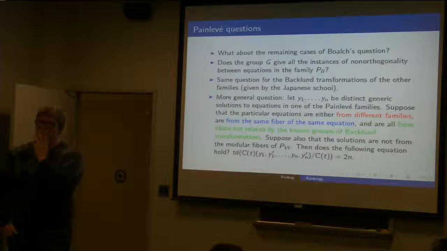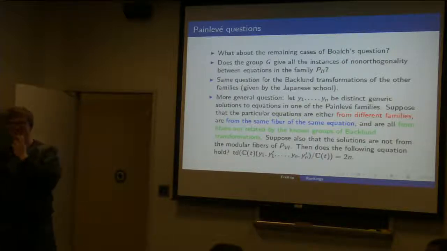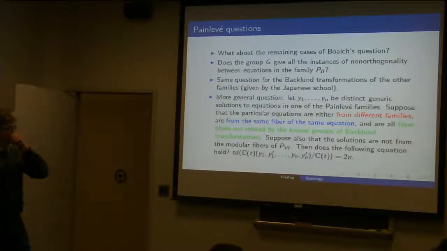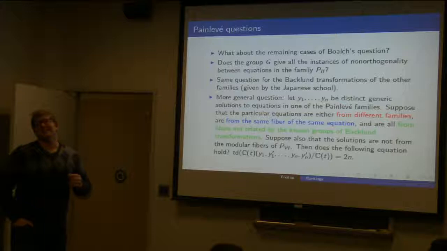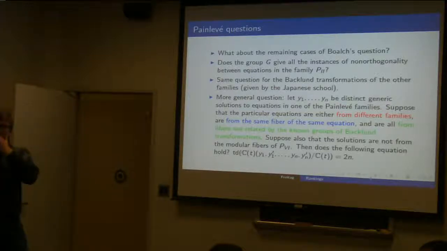Then, the question: does the following transcendence statement hold? Are these assumptions supposed to hold for every pair of the y's? Yes, like y1 and y2, y1 and y3, y1 and y4. For all pairs, yes. So what you're really doing is partitioning them by family, and then by parameter? That's right. The different partitions should be either from different families, or from the same family and not related. And within one partition, whatever.